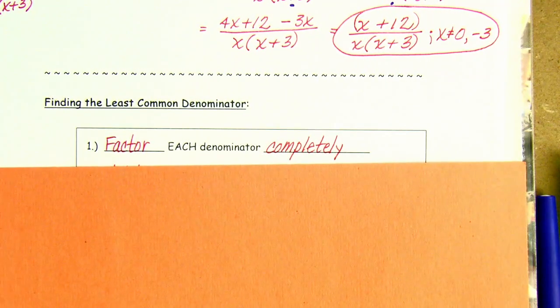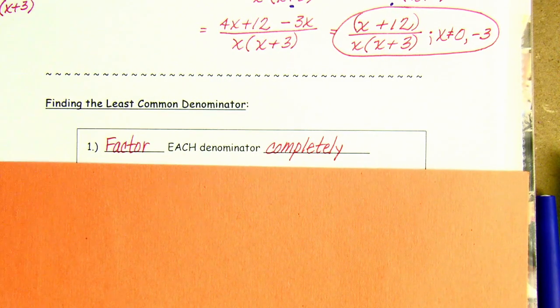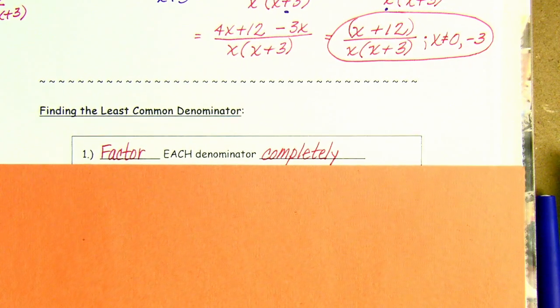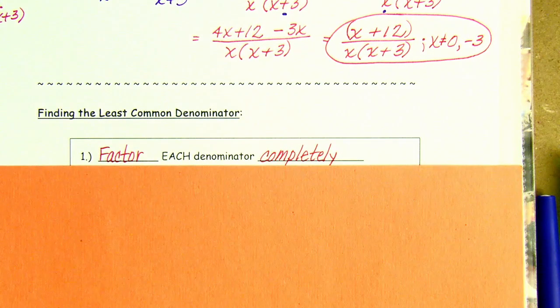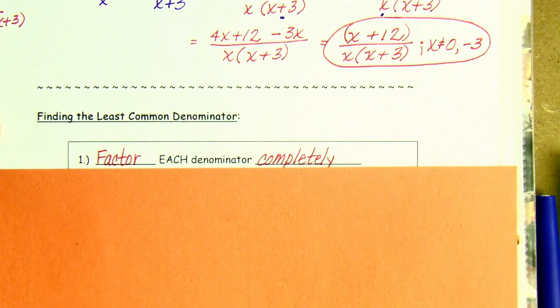So we're going to see that when you're finding that least common denominator, you're going to have to factor each denominator completely. Folks, sometimes you're going to have dots. Sometimes you're going to have trinomials. Sometimes you're going to have sum or difference of cubes. Sometimes you'll have perfect square trinomials. All the different types of factoring we've had, you must factor completely.